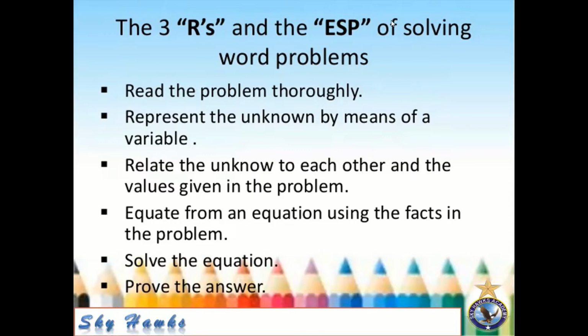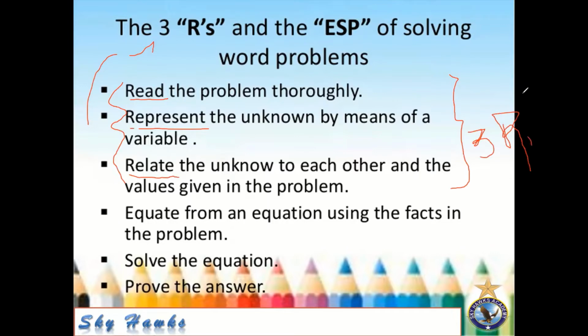The three R's are read, represent, and relate. Read the problem thoroughly, represent the unknown by means of a variable x, y, z, whatsoever, and relate the unknown to each other and the values given in the problem. So these are the three R's. Now the next is the ESP.